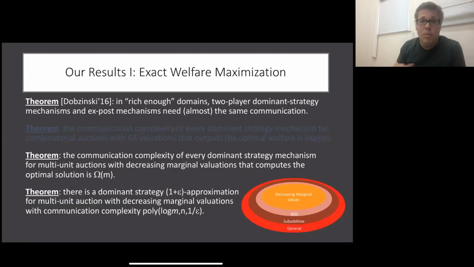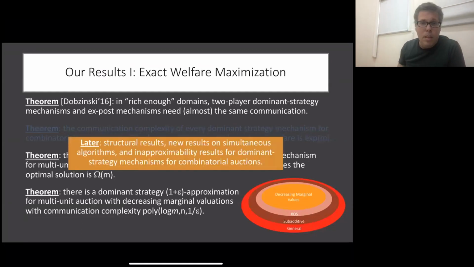Okay, so this is the first set of results. Later, if we have time, we'll also discuss some structural results about dominant strategy implementations, some new results on simultaneous algorithms, and an inapproximability result for dominant strategy mechanisms for combinatorial auctions.